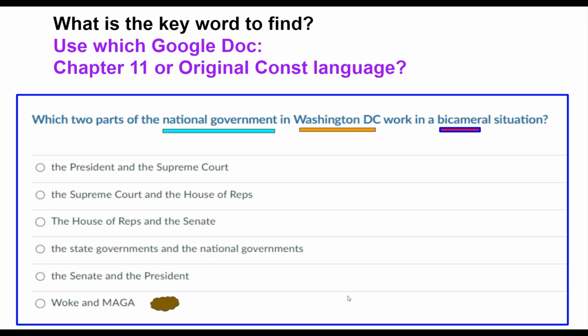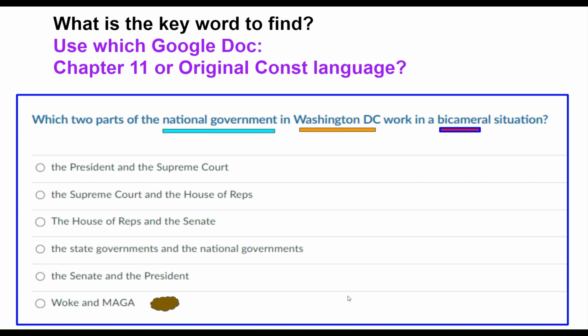What is the key word to find in the question? Well, let's read the question in the top of the blue box. Which two parts of the national government in Washington, D.C. work in a bicameral situation? So the key words are national government, Washington, D.C., or bicameral. Now, which would I want to use the find function for?